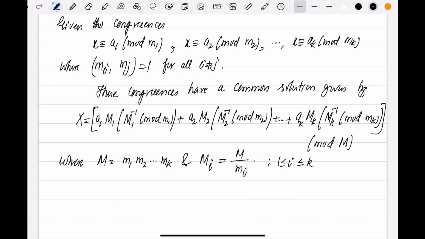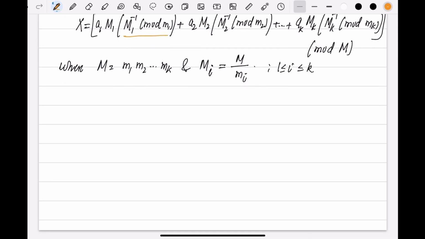Now first let's understand this properly. We are given k congruences, and m1, m2, mk must be pairwise relatively prime. Then the common solution of these k congruences is given in this way: a1 into M1 inverse modulo m1. Here we have an important step: this M1 inverse has to be calculated in modulo m1, M2 inverse has to be calculated in modulo m2. So this M1 inverse into M1 will not be equal to 1, because M1 is M divided by m1, but its inverse has to be calculated only in mod m1. M2 inverse only in mod m2, and the whole modulus is modulo M, where M is the product of all moduli.